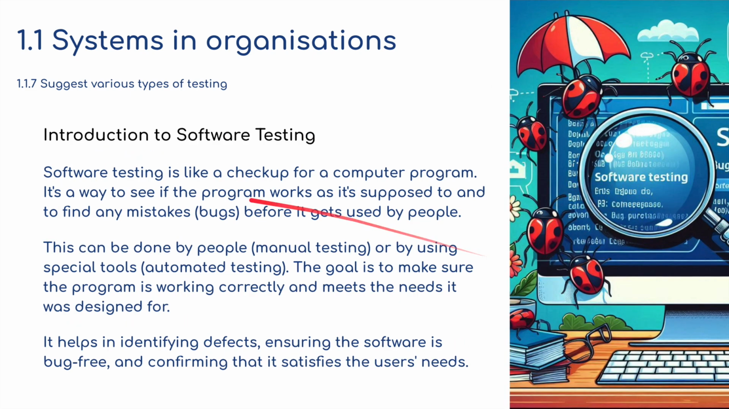Okay, so first of all, software testing is like a checkup for a computer program. It's a way to see if the program works as it's supposed to and to find any mistakes or bugs before it gets used by people. This can be done by people, manually tested, or by using special tools, automated testing tools. The goal is to make sure the program is working correctly and meets the needs it was designed for, basically before it's rolled out so everybody can use it. It helps in identifying defects, ensuring the software is bug-free, and confirming that it satisfies the user's needs.